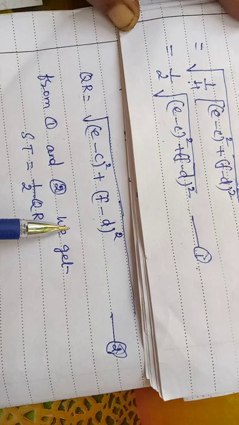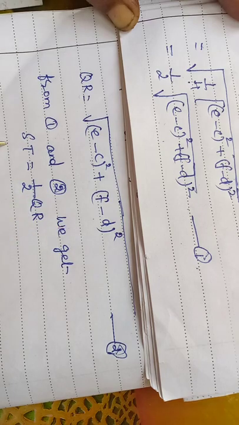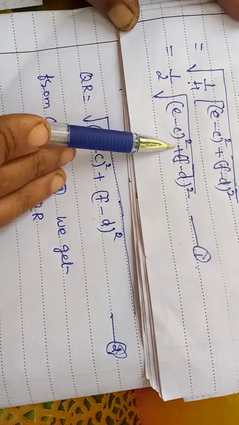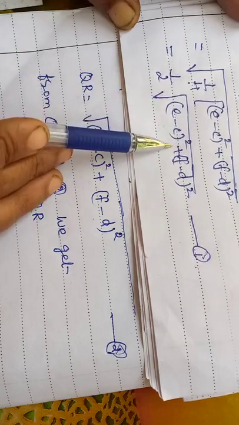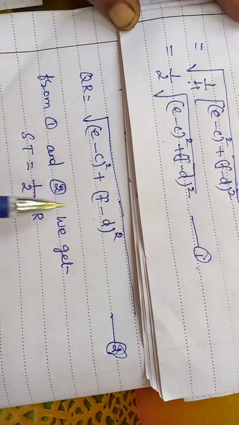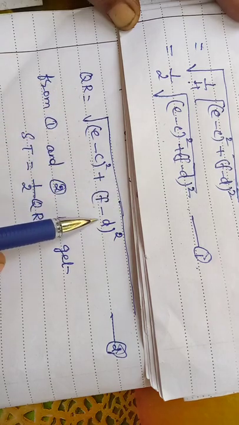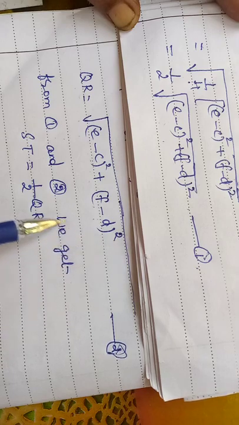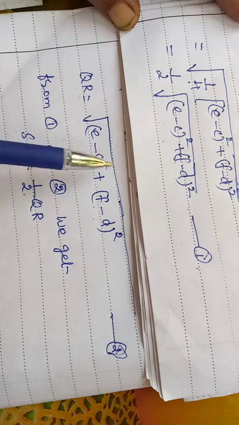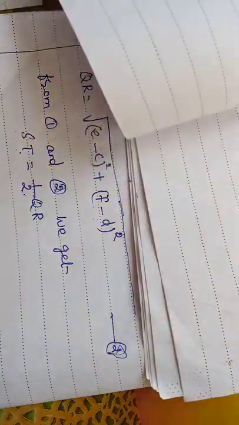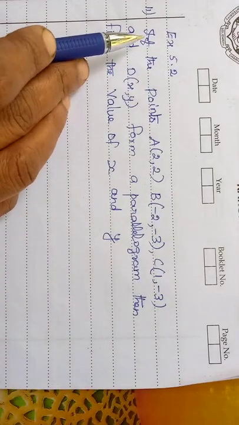From 1 and 2 we get ST equal to, what is ST? Half into square root of E minus C the whole square plus F minus D the whole square. What is QR? Square root of E minus C the whole square plus F minus D the whole square. So it is verified that ST equal to half into QR. By 1 and 2 we got it. ST equal to half into QR. Understood, students? Let's write the next question.